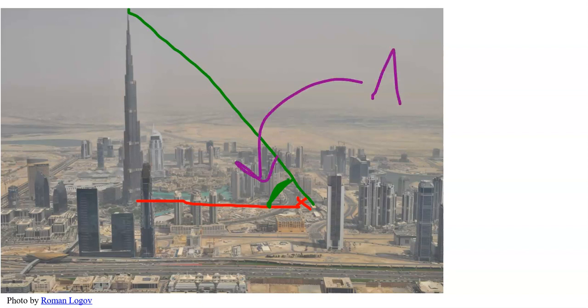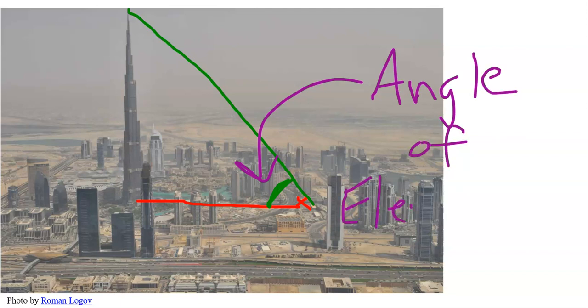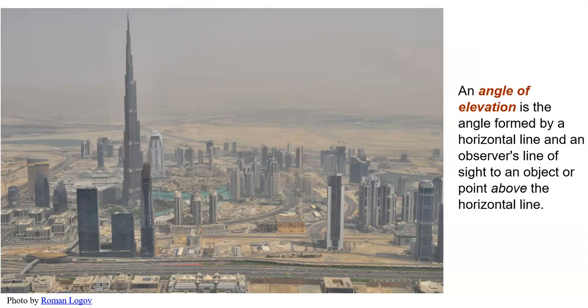And the angle that's made with the horizontal looking up towards the building, this is what we call the angle of elevation. And in just the generic sense of the term, an angle of elevation is the angle made by a horizontal line and an observer's line of sight to an object or a point that's above the horizontal line.